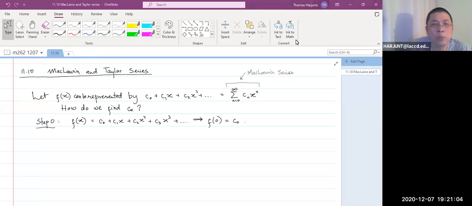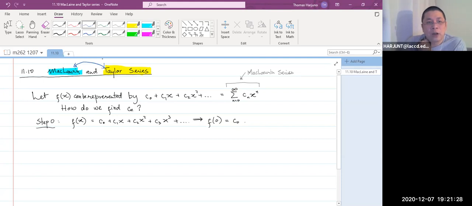Now, our textbook actually starts by developing Taylor series, and then from there goes to the special case, which is the Maclaurin series. Now, with me, I will start with Maclaurin series, and then go to the generalization in Taylor series.